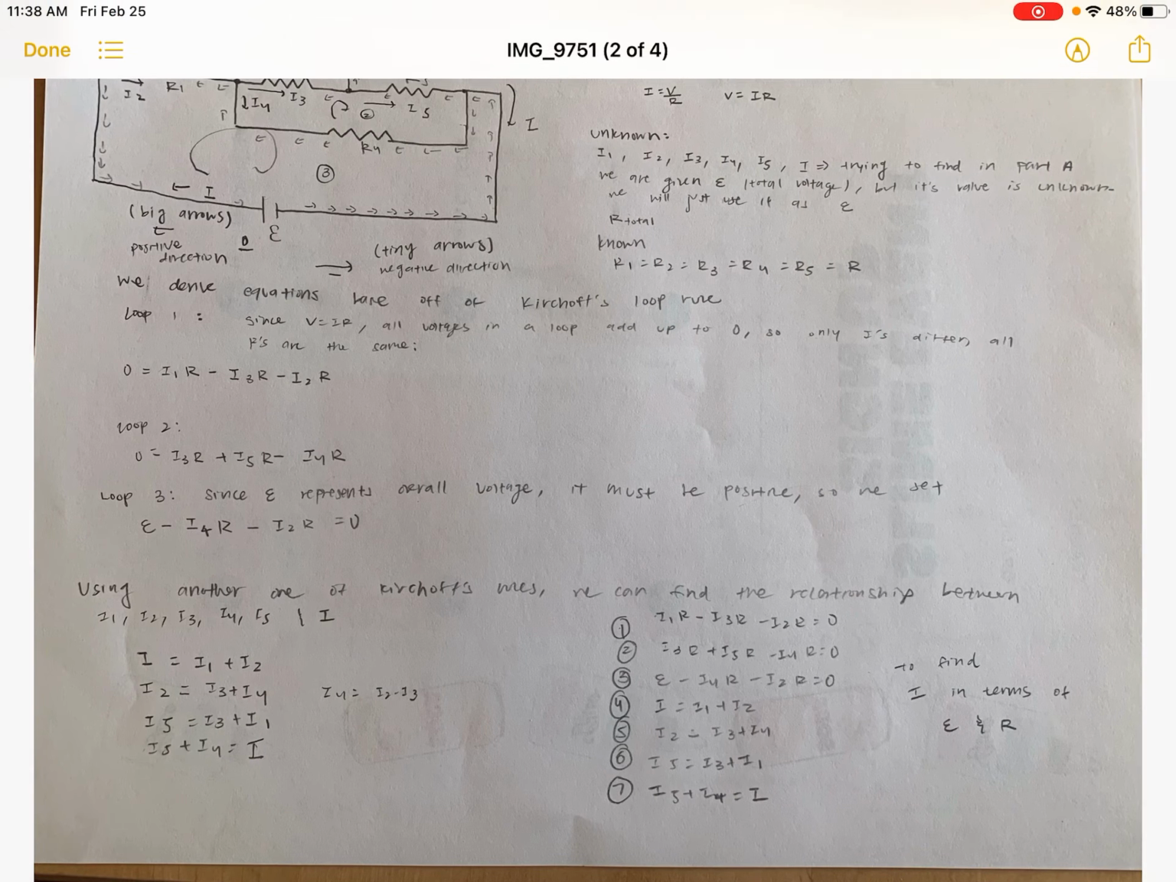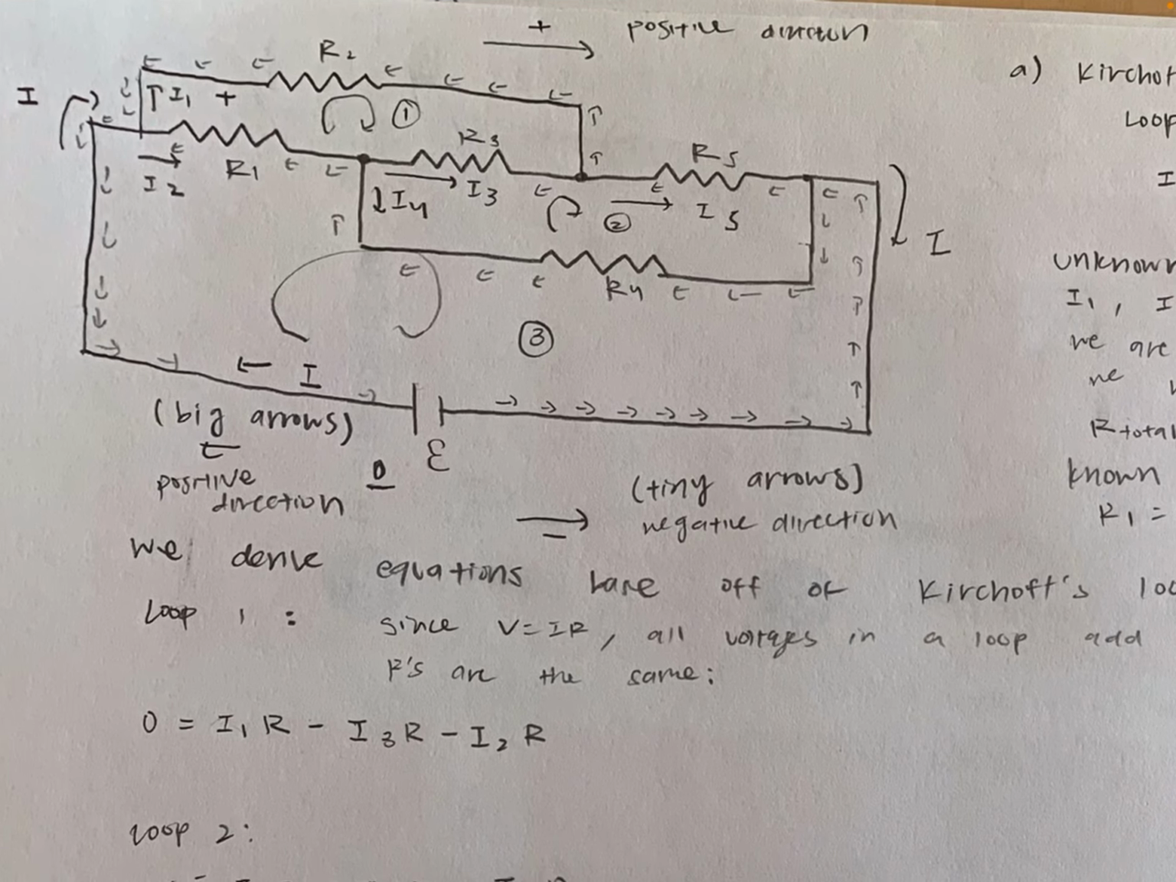So here's a diagram that I drew, which is based off of the one they gave us, but then I added the directions and current and labels for each R for clarification. The big arrow that starts at E and points left, labeled I, is a positive direction, which starts at E, goes left, up, right, down, and then back left. The tiny arrows represent the negative directions, which go right, up, left, down, right. And the starting point 0 is at epsilon.